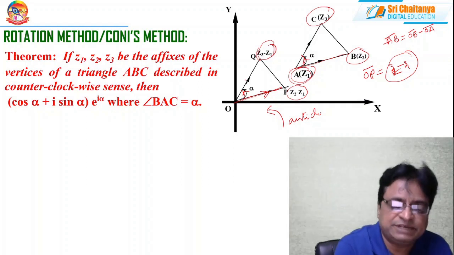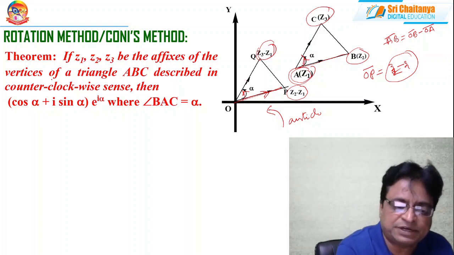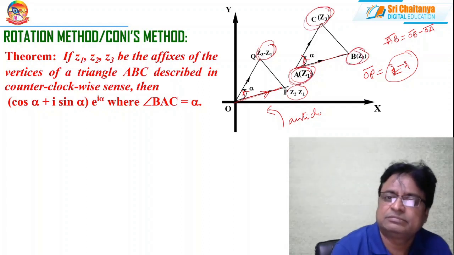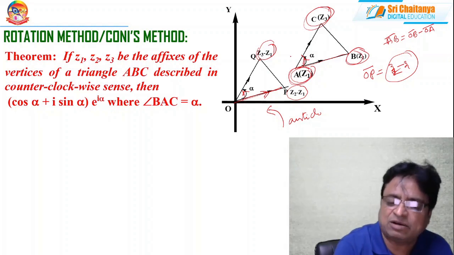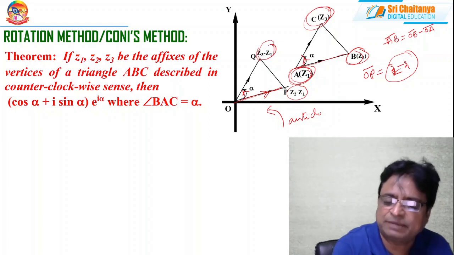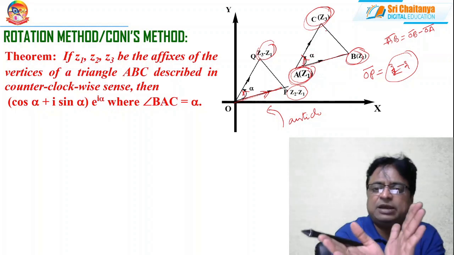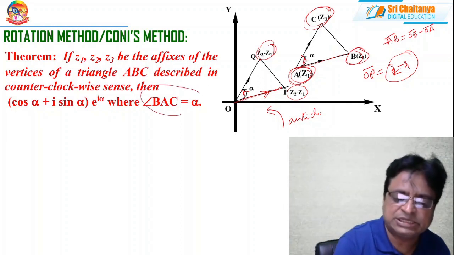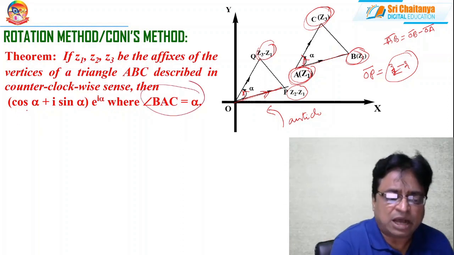Here, what this theorem says: if Z1, Z2, Z3 are the affixes of the vertices of a triangle, described in the counterclockwise sense, that is, the anti-clockwise sense, located like this. Then, if angle BAC, this is angle BAC, that means BA rotated to BC, so this is an anti-clockwise sense. If angle BAC is equal to alpha, then cos alpha plus i sin alpha is e to the power i alpha.